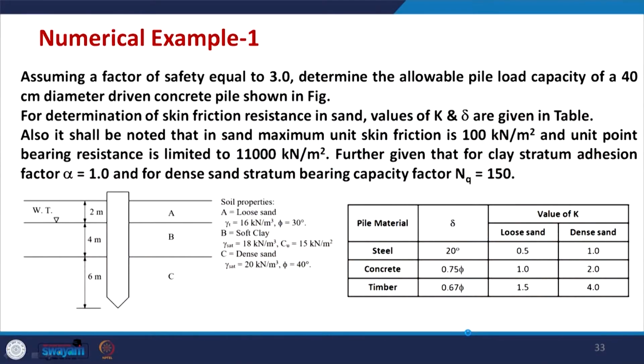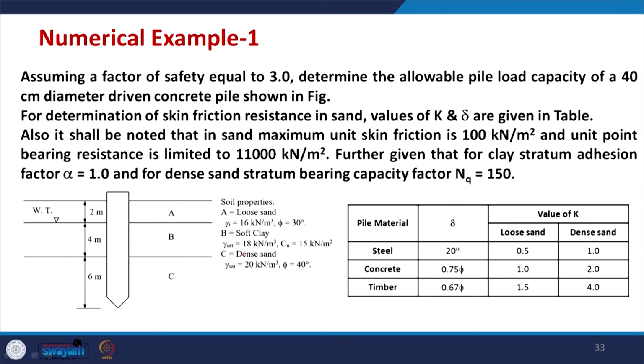Now, let us discuss one numerical example which deals with pile capacity. The question given is: assuming a factor of safety equal to 3, determine the allowable pile load capacity of a 40 centimeter diameter driven concrete pile, which is shown in the figure. Here in this figure you can see 3 layers of soil, A, B, C. The thickness of layer A is 2 meters, B is 4 meters and C is 6 meters.